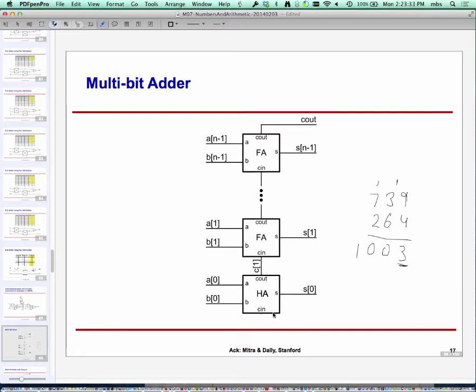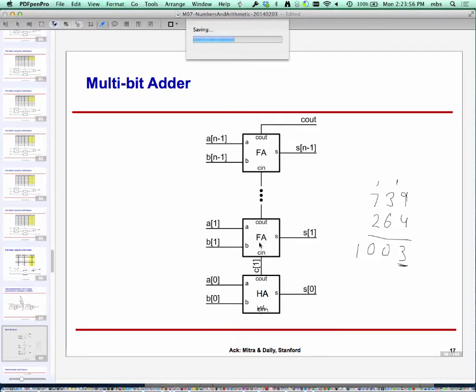And this half adder doesn't have a carry in, so we don't even need to write that. Half adder just doesn't have a carry in. So the half adder takes the 2 LSBs, least significant bits, produces the sum, which has a weight of 1, and it produces a carry, which has a weight of 2.